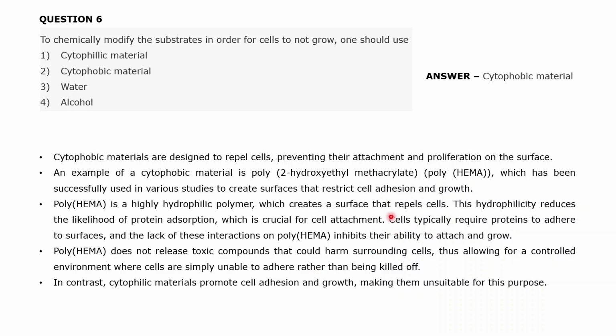So that's one such example, polyHEMA, which is a cytophobic material that prevents the attachment of the cell surface to the extracellular matrix or any other particular surface, and in turn affects the growth of the cell, or reduces the growth of cells. So I think this type of material is used in the micro cantilever system that we have discussed before, right? So I think this is clear.